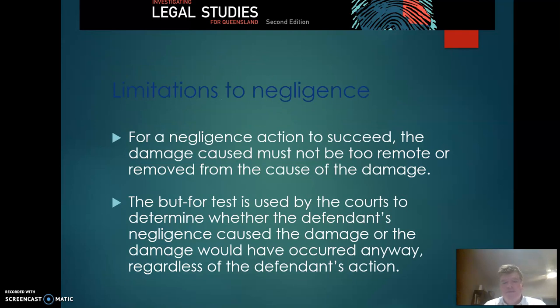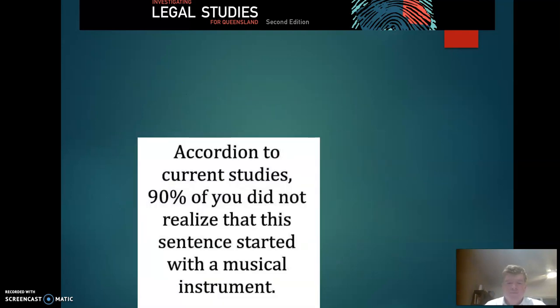Okay, so the damage can't be too remote. If you fall off a stage in an event, and 8 months later, 10 months later, you start to complain of back pain and link it back to there, that's going to be problematic. There's got to be a close link. That but-for test.